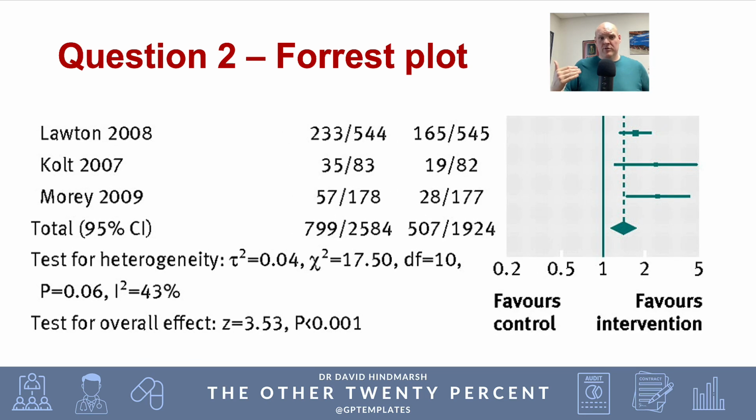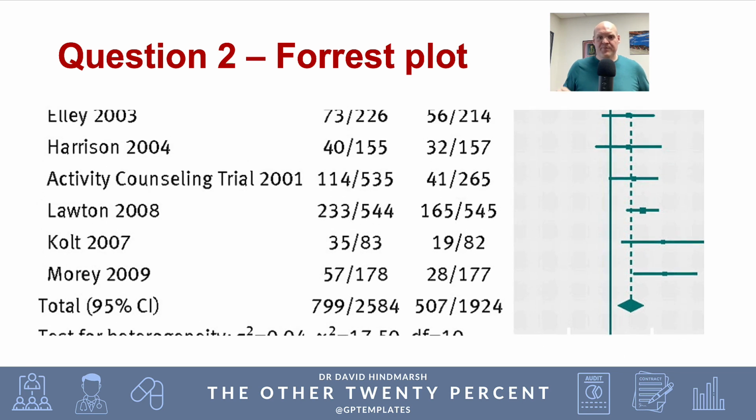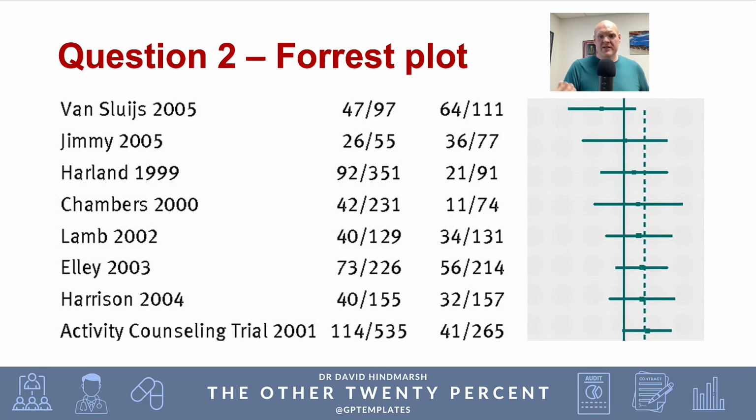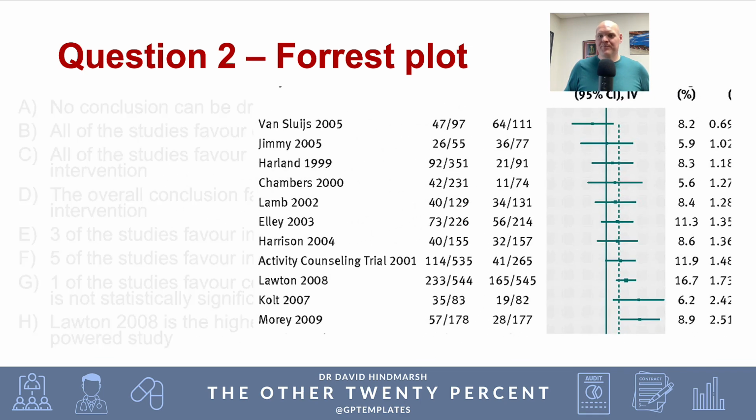Looking then at the bottom 3, what we can say is that Lawton, Colt and Murray are the 3 statistically significant studies. So let's look at the top studies, and you can see here that they all vaguely favour the intervention, but again, as they're touching the line, we can't draw a statistical conclusion from it.